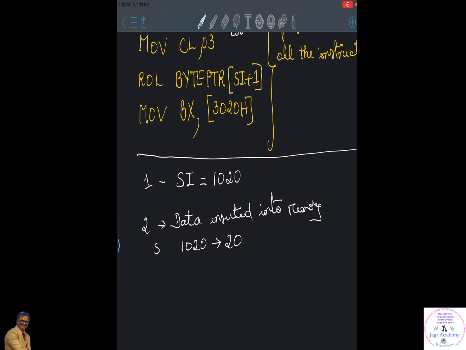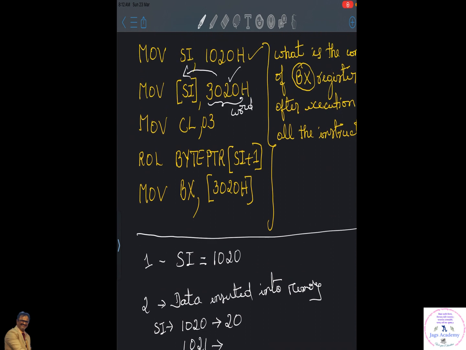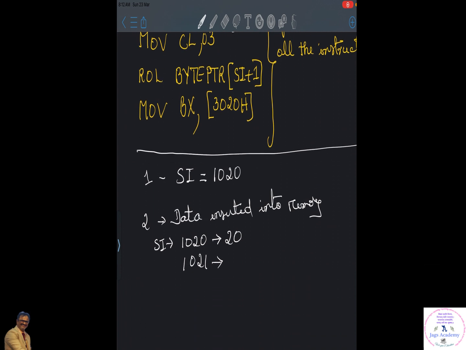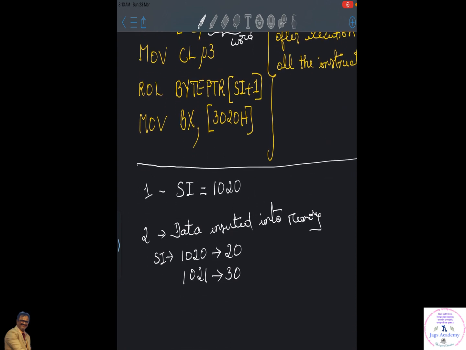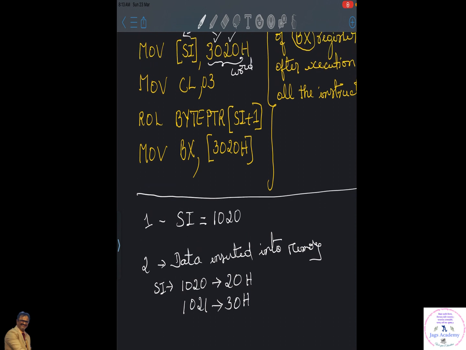This is pointed to by SI. In the next location 1021, the upper byte of the word will come, that is 30H. This is what happens in the second step.